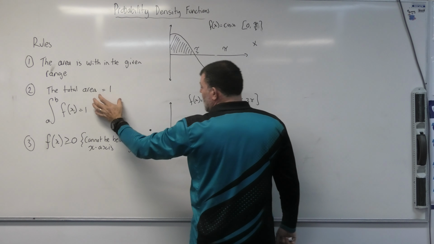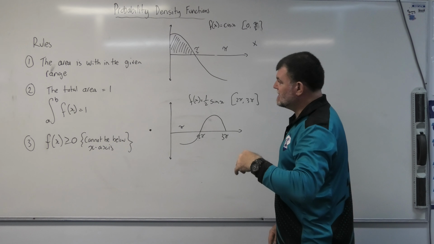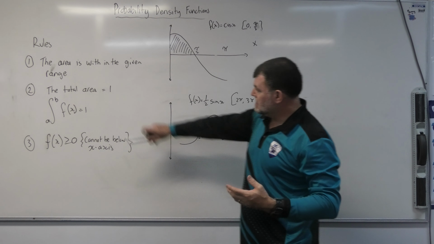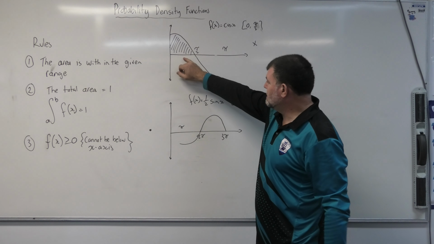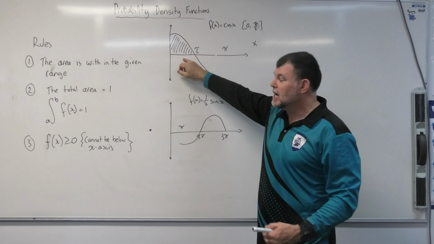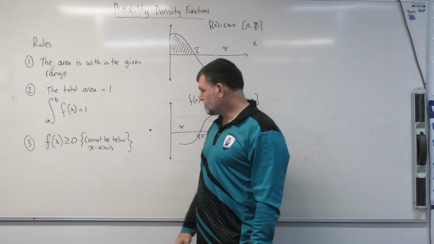However, in this second part, if we asked whether it satisfies the second rule, we would have to integrate it, and if it doesn't equal 1, then it's not a probability density function. It's not best out of 3, all 3 must be satisfied.